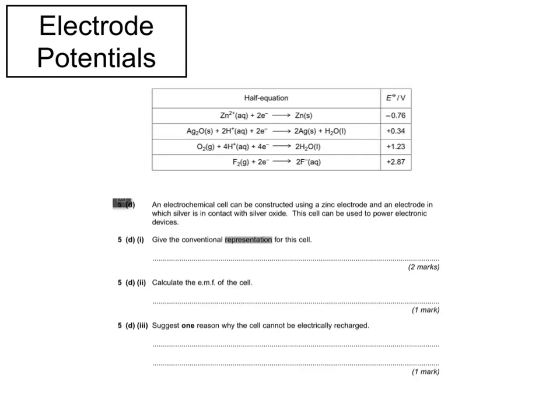So let's finish off with a few past exam questions. In this question it says an electrochemical cell can be constructed using a zinc electrode and an electrode in which silver is in contact with silver oxide. This cell can be used to power electronic devices. Give the conventional representation for this cell.